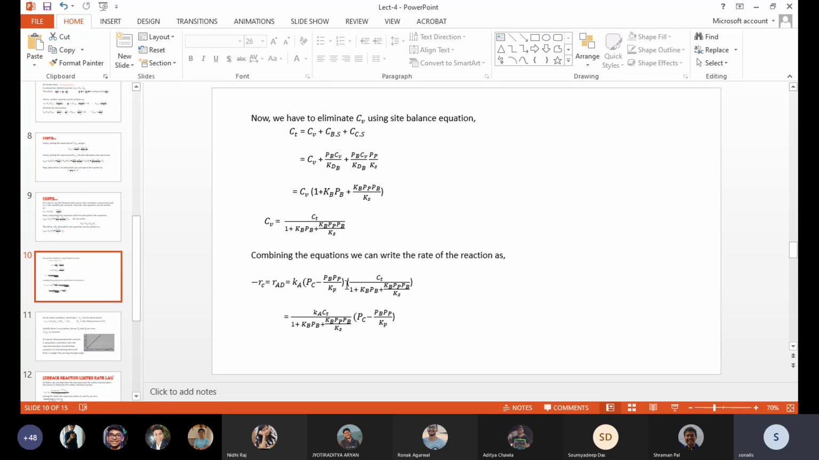Into Cv. So in place of Cv, we are writing this big expression. Just make it simple: Ka Ct divided by this denominator, 1 plus Kb Pb Pp by Ks, into this quantity, Pc minus Pb Pp by Kp.